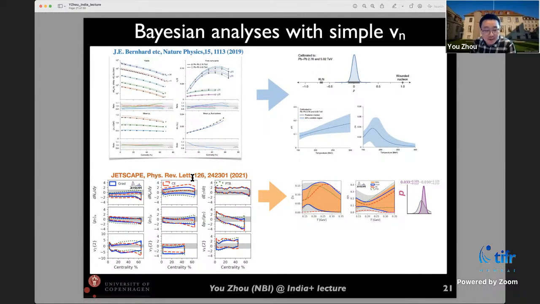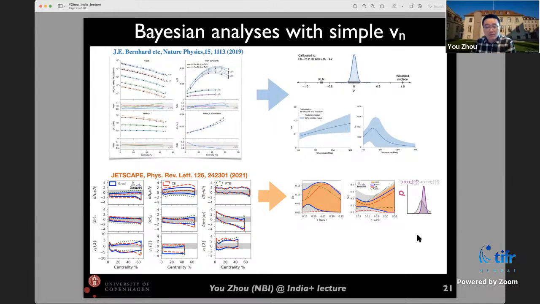Similar work was done 2 years ago by the JETSCAPE collaboration, but now they also include the study of PID, so identified particles, such as the mean pT of pions and the mean pT of protons. They can also help you extract the viscosity of the quark-gluon plasma and also the initial conditions.